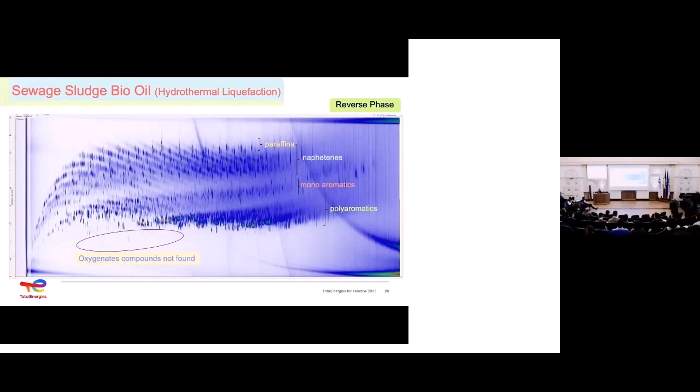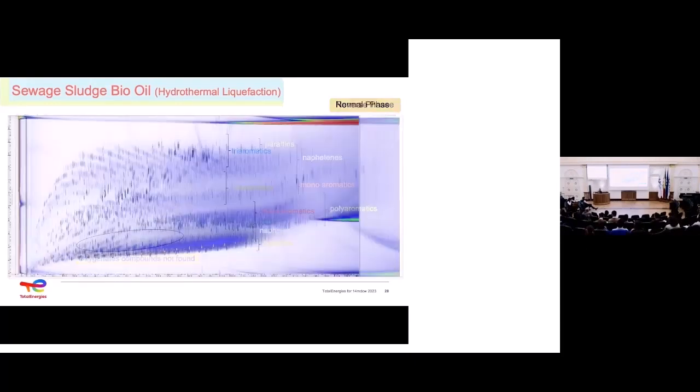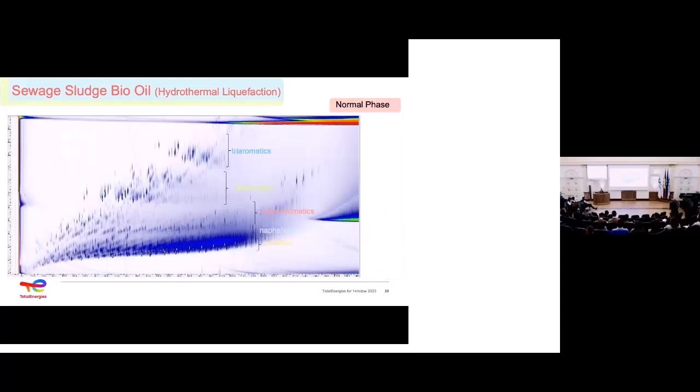To better separate the polyaromatics in this sample, we also went for the normal phase setup. It's just to merge both setups. So here we have the better evolution of the polyaromatics, starting with the monoaromatic, diaromatic, and triaromatic. So this is what I'd like to present today.